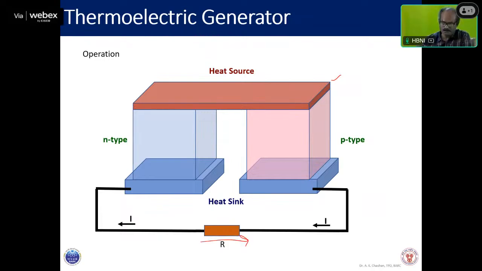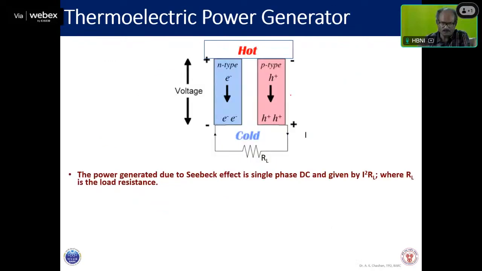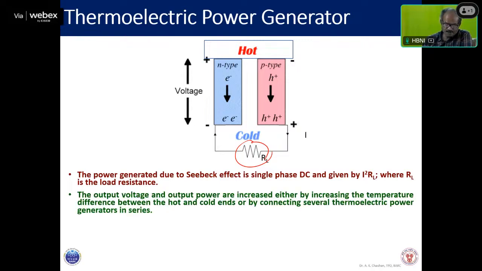Same thing here. The power generated due to the Seebeck effect is a single phase DC, and the total power is given by I squared R. That is the standard power formula, where R is this load. The output voltage and output power are increased either by increasing the temperature difference between the hot and cold ends or by connecting several thermal power generators in series.